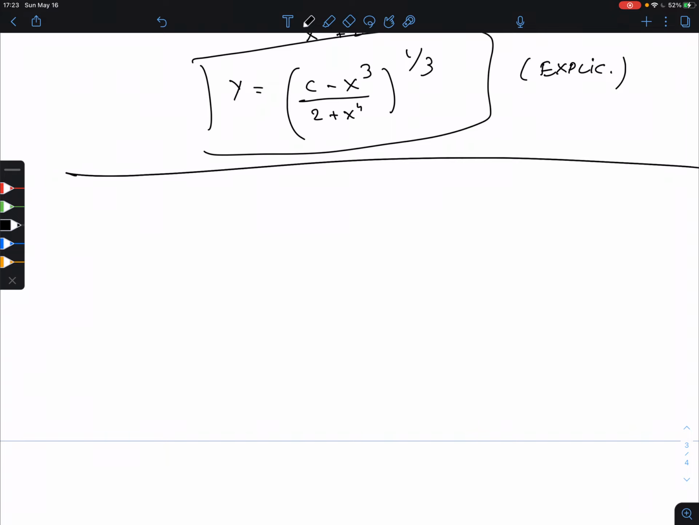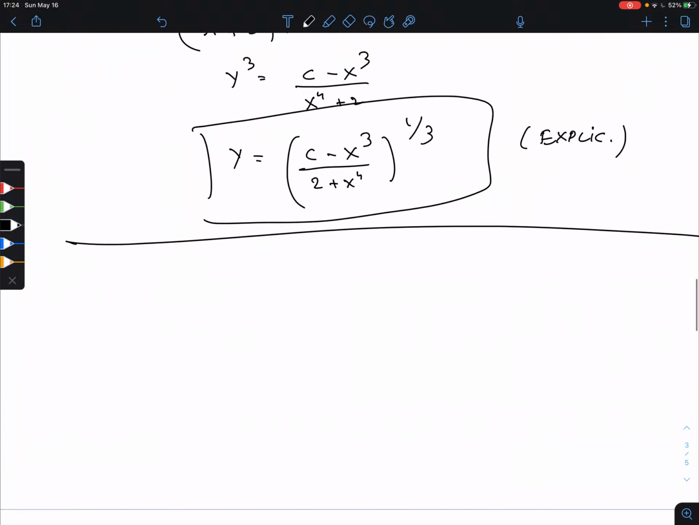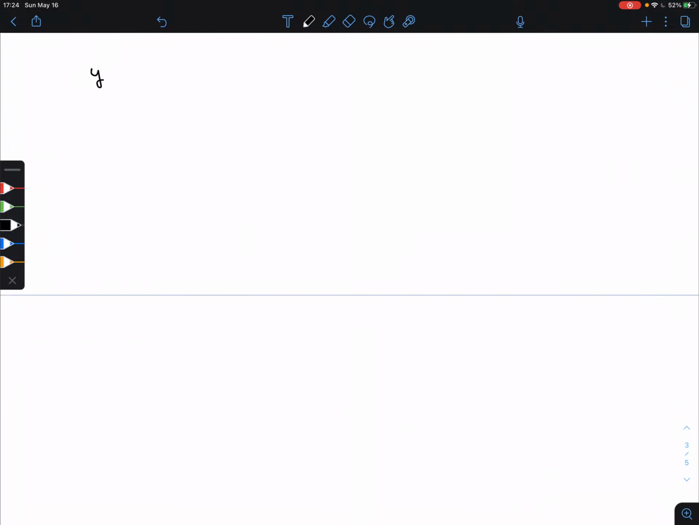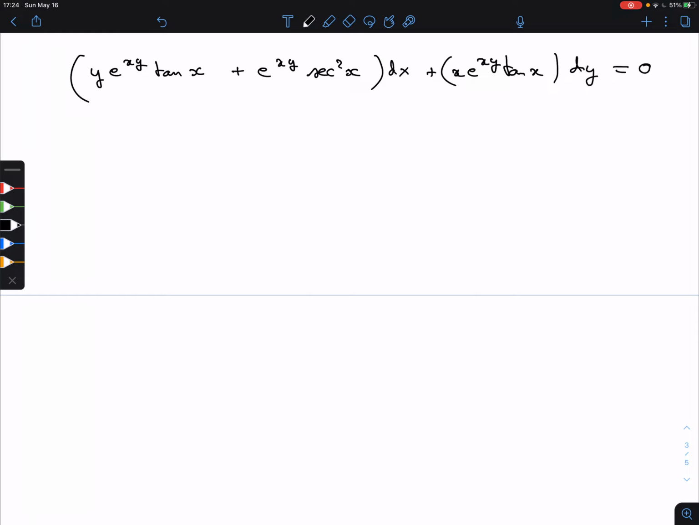So the equation, it is an example from the book. y e^(xy) tangent x, I know, don't scream, don't yell, don't run away. e^(xy) secant squared x dx plus x e^(xy) tangent x dy equals 0. Okay. Step 1. Is this actually exact?